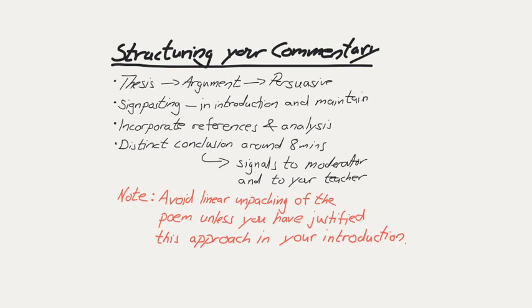One last note on structure for the commentary: avoid linear unpacking. So just going, in line 1, there's a simile, in line 2, there's a metaphor, in line 3, there's a hyperbole, unless you have said in your introduction, I need to go through this poem in a linear fashion because of the way the ideas develop. And then you need to still come back to your thesis throughout your commentary.